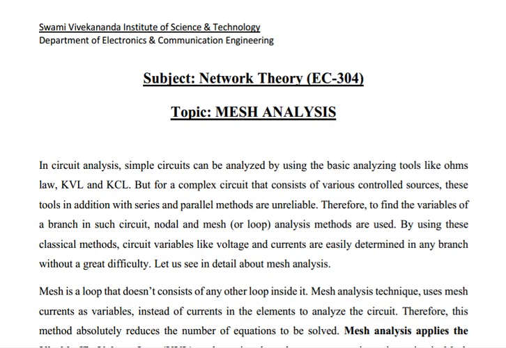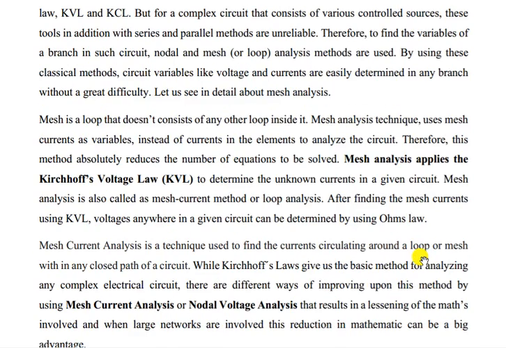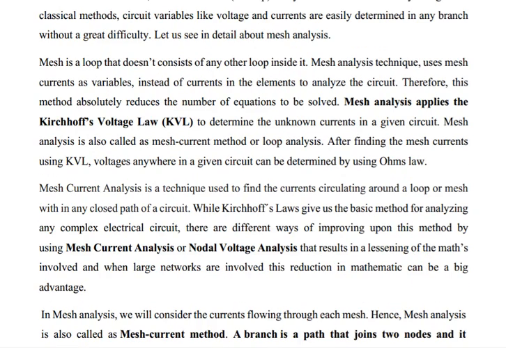Now there is another method called mesh analysis or loop analysis, by which we can find the mesh currents and the branch currents. Knowing that, we can find the voltage drop across any branch. Mesh is nothing but a loop that does not contain any other loop inside. In nodal analysis, we apply Kirchhoff's current law, but in mesh analysis, we have to apply Kirchhoff's voltage law.